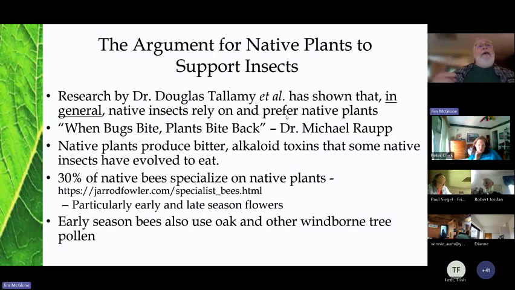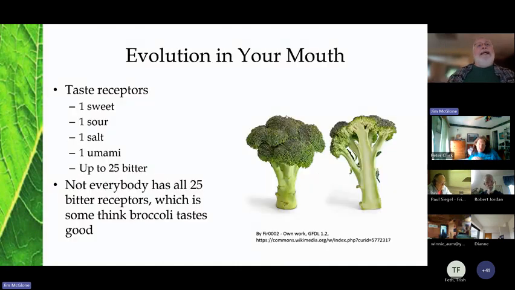Now, to me, this argument makes a lot of sense because I know a little bit about what's going on in your mouth. You have taste receptors in your mouth and there is one type of receptor for sweet, one for sour, one for salt, one for umami, but we have up to 25 taste receptors for bitter compounds.